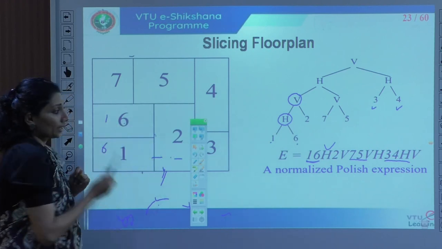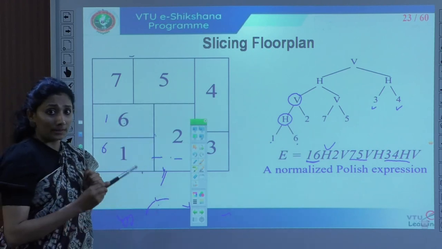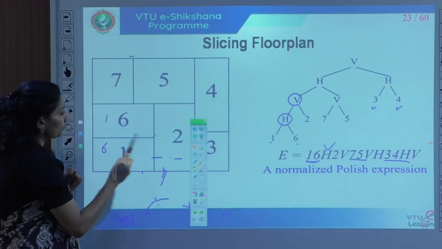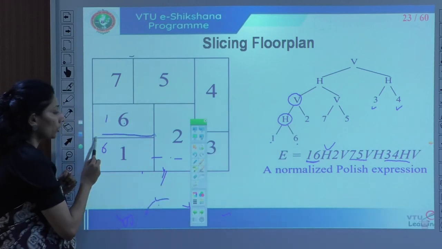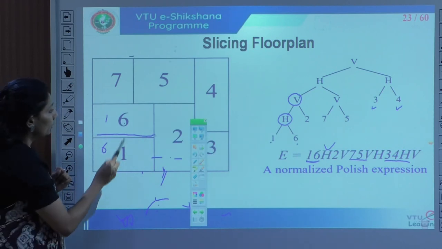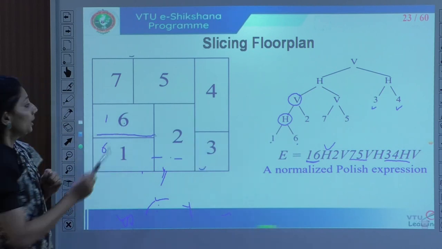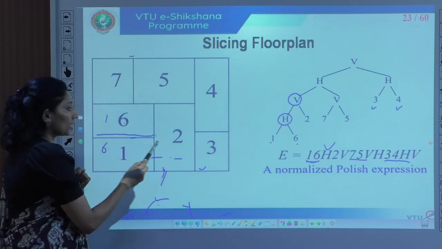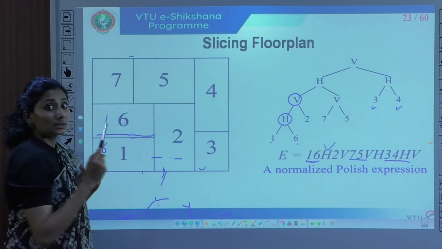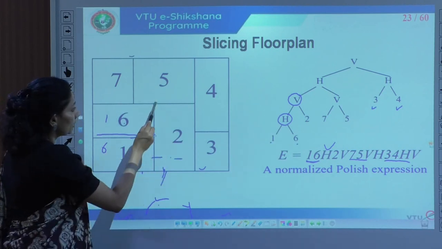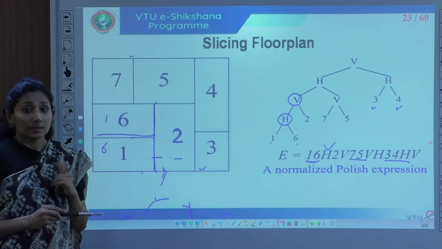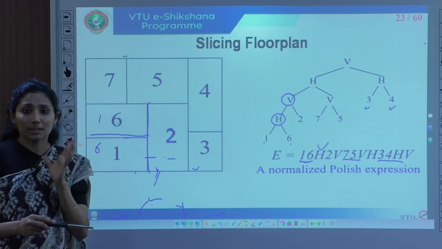If you look at this particular example, how the floor plan is done, it is 1 6H. So what does H mean? It is a horizontal cut. So you have 1, you have 6. Correct. So now the next one is 2V. This horizontal cut is separated by a vertical cut, that is V, and you have another block called 2. It's not exactly a block, it's a region, okay?